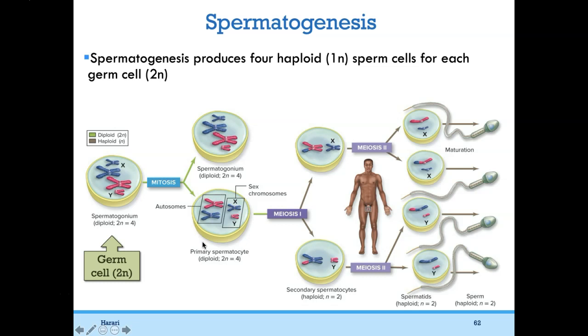And this primary spermatocyte is what undergoes meiosis in males. Right, the only cells in a male that undergo meiosis are primary spermatocytes. So again, note that this is a diploid organism, right? This is a diploid cell. At the end of meiosis, we're going to have 2 haploid cells.